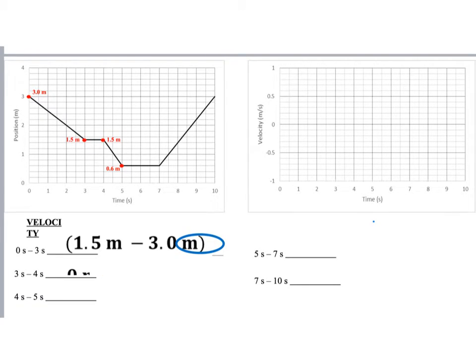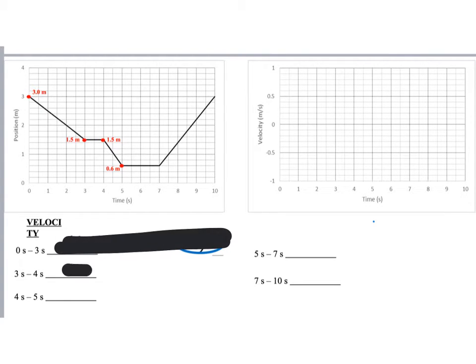Now the next piece of line is going down again. We've got a negative slope, so we know that we're going to have a negative velocity. Let me just fill in our already knowns here. Now for this piece of line, we can see that we're ending after this 1 second at 0.6 meters, and we started at 1.5.